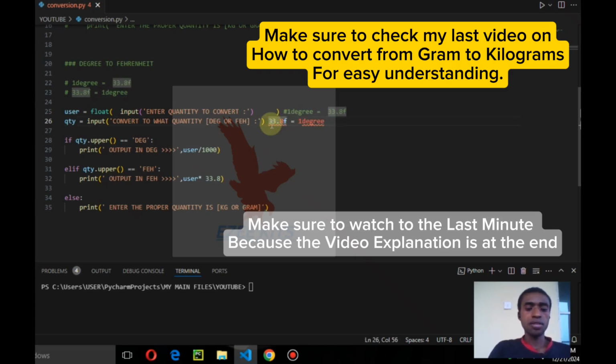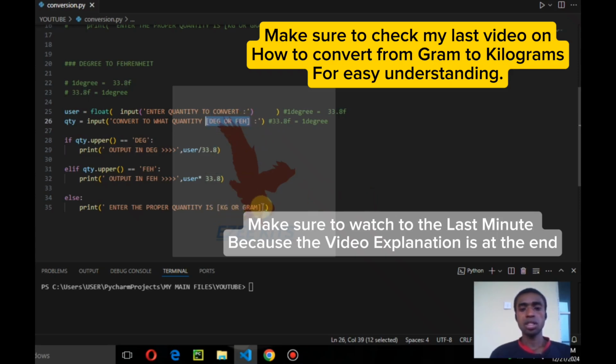So how do we achieve that to convert it to 1 degree? Let's assume the user entered 33.8. I know it is 1 degree. So 33.8 divided by 33.8 is going to give us 1 degree. Let's say the user entered 33.8 times 2, which is going to be 67 point something. It's still going to give us 2 degree. So I think this should do it.